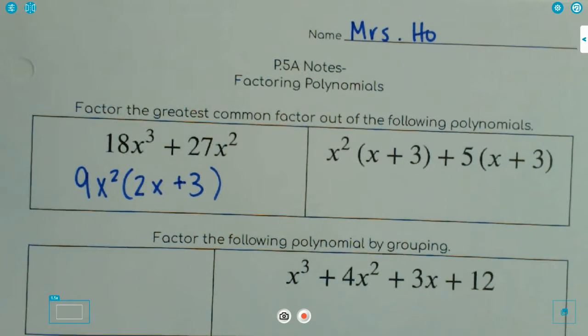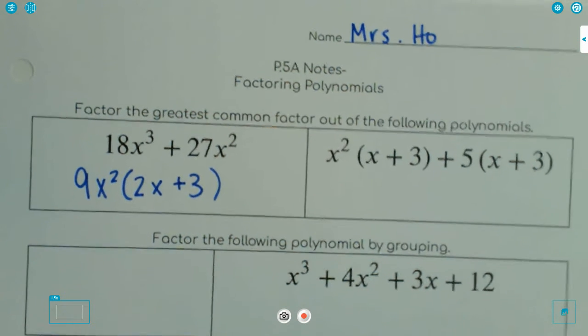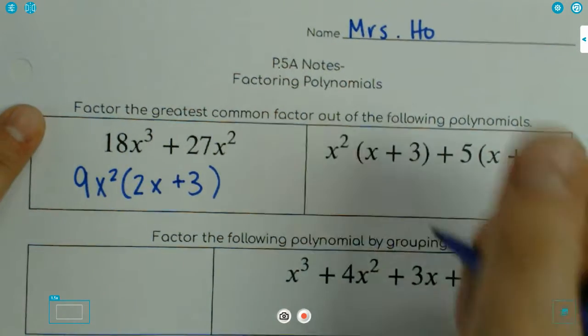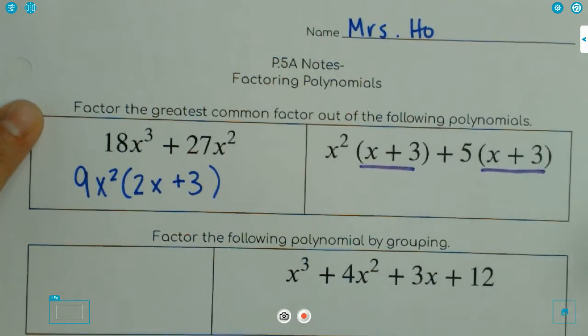All right. Any questions about that first one? Okay, the second one's a little bit weird because it's under the greatest common factor category, but it's already slightly factored. In this one, we have x squared times x plus 3. That's our first term. And then we have 5 times x plus 3. That's our second term. So our greatest common factor is this x plus 3, because we can pull that out of both of them.